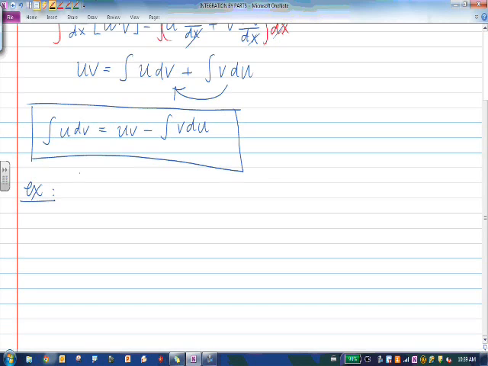So for this first one, let's try the following integral: the integral of x e to the 4x dx. What I need to start thinking about is I need to make a choice as to what is going to be my u in this case, and whatever is left over, that's going to be my dv. So for this first example, I'm going to let u be x. Then dv is what's left over, which is e to the 4x dx.